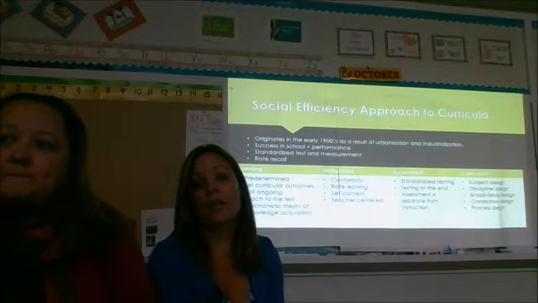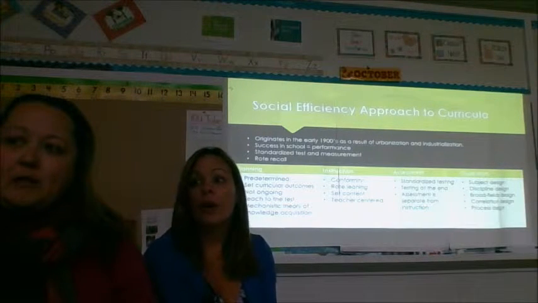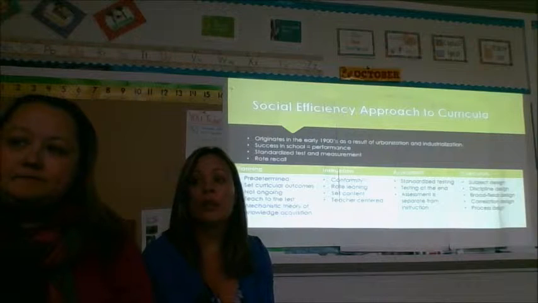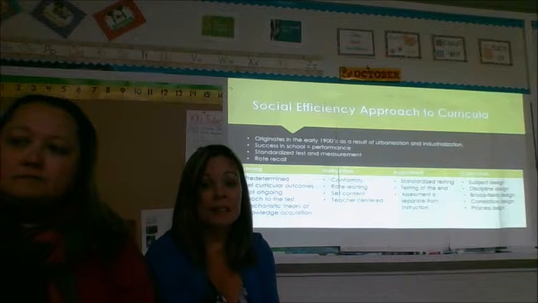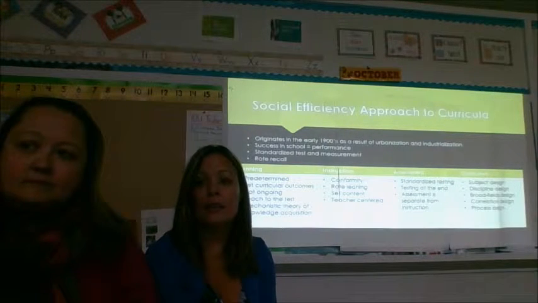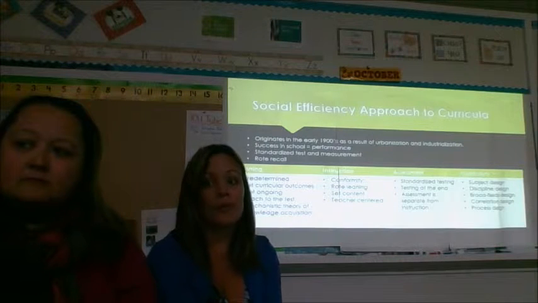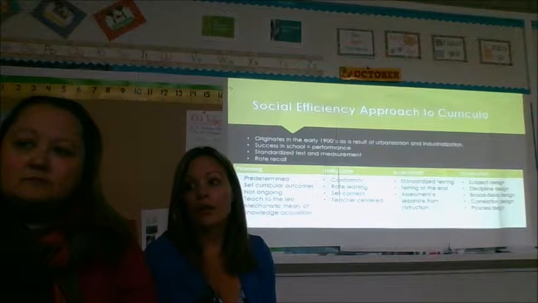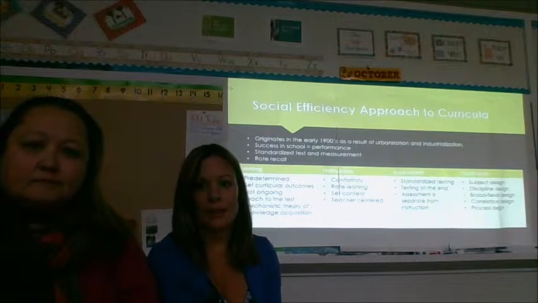So the different curriculum connections that we made were that this approach would be manifested, I would guess, in a subject design, discipline design, broad field design, correlation design, and process design.